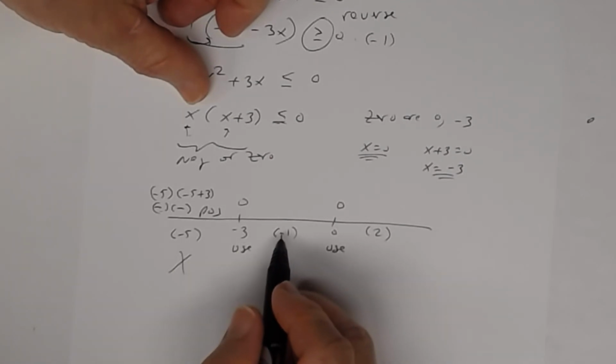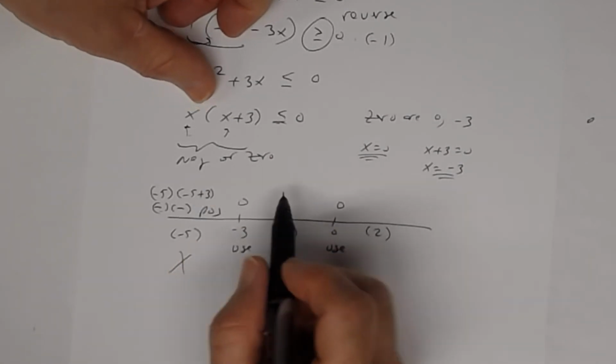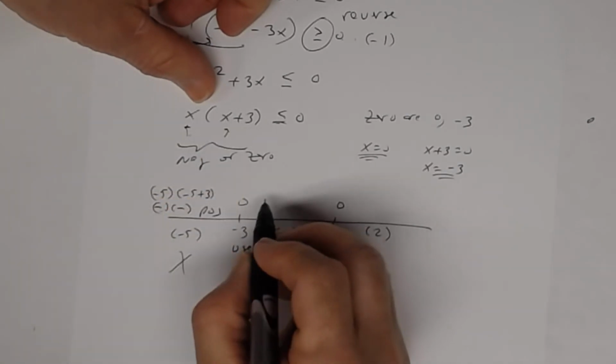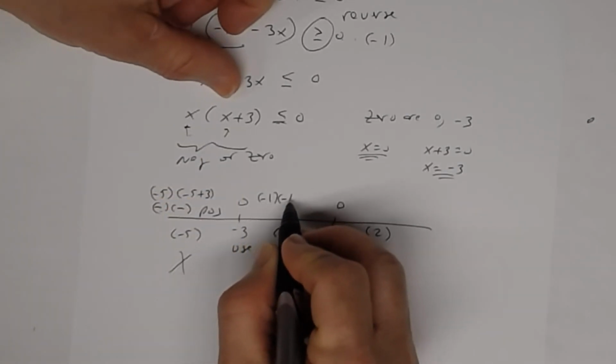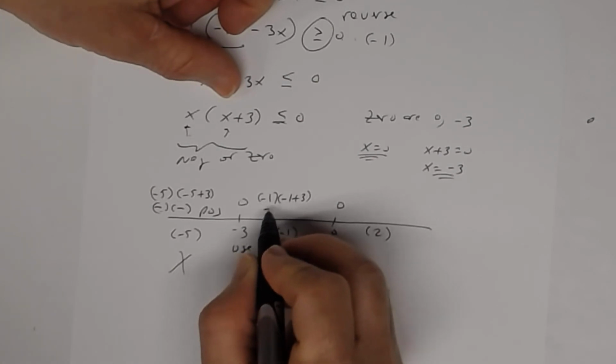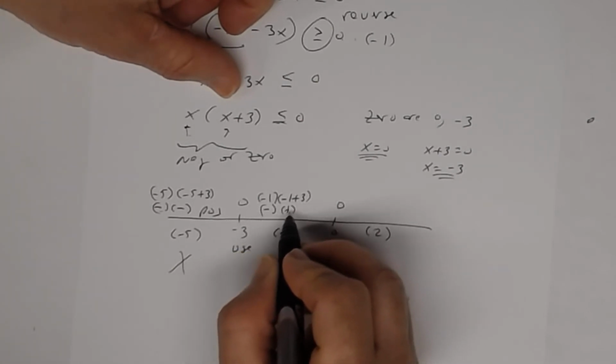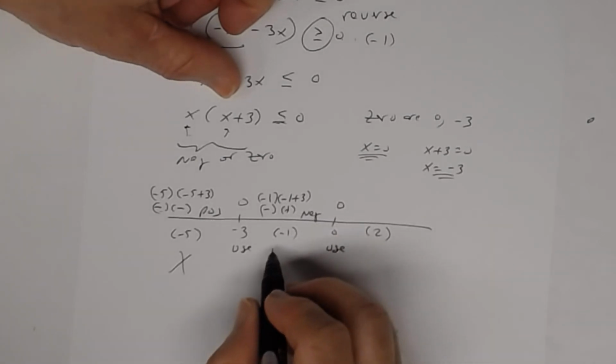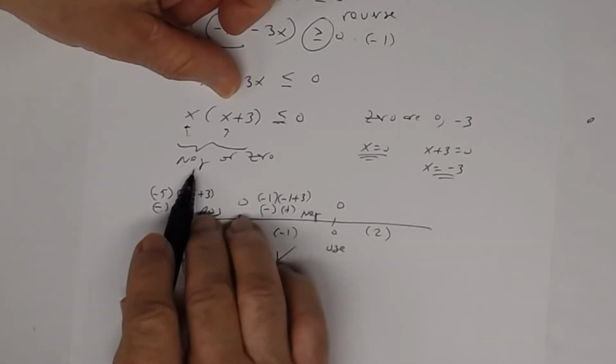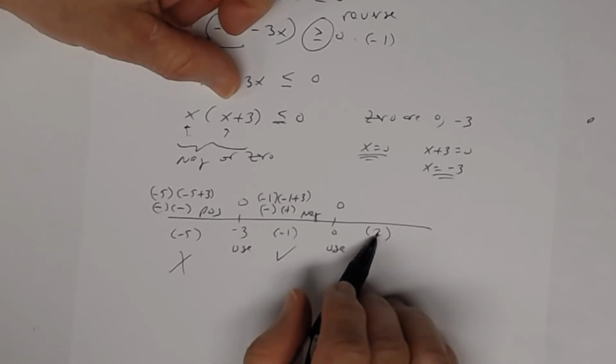Let's go to negative 1. If x is negative 1, I get negative 1 times negative 1 plus 3. Well, negative 1 is negative. Negative 1 plus 3 is 2. That's positive. A negative times a positive is a negative. Is that something I want? Yes. Negative.